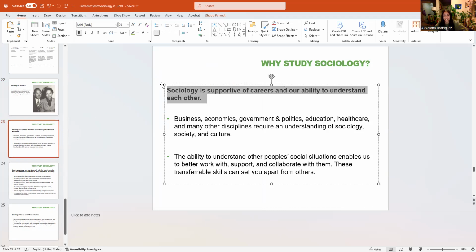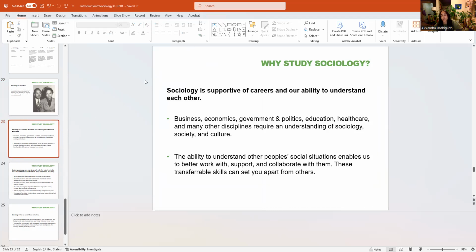Sociology is supportive of careers. I mean, I think that's kind of funny. What I would say is that beyond becoming a sociologist, put that aside, I think that sociology is an important aspect for any other career, especially if you're going into anything medical. I know a lot of you are going into the nursing program.